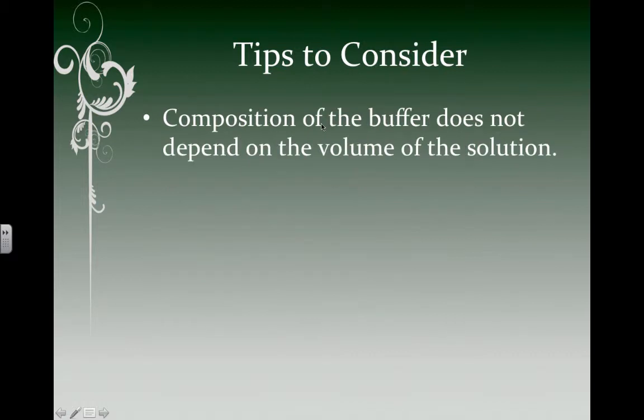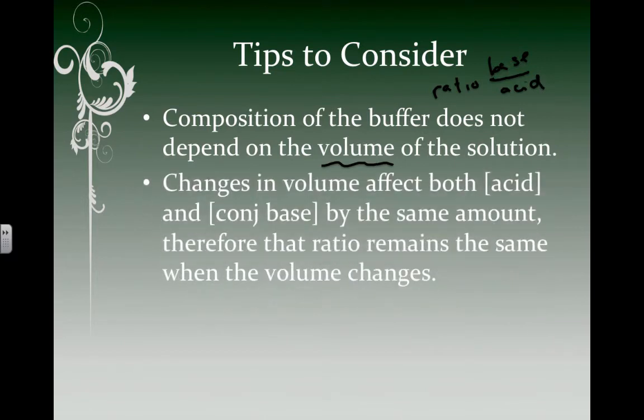Also remember that the composition of the buffer does not depend on the volume of the solution. As long as the ratio of your conjugate base to your weak acid stays the same, then you'll have the same pH in your buffer solution. And here's why that's true. Because changes in volume affect both the concentration of the acid and the concentration of your conjugate base at the same time. So they'll both be influenced by the same amount, so your ratio remains the same when the volume changes. So don't stress about, oh, now the volume's going to be more or less. It's the same ratio. Use Henderson-Hasselbalch and you'll get it every time.